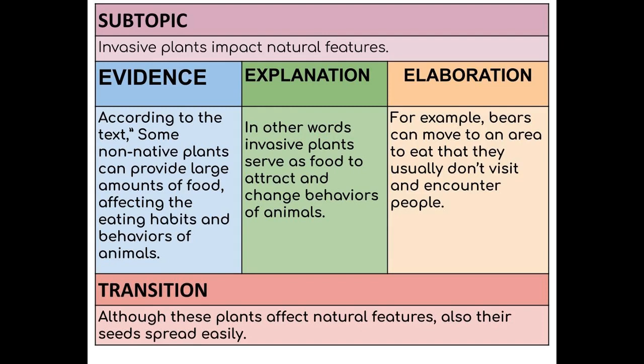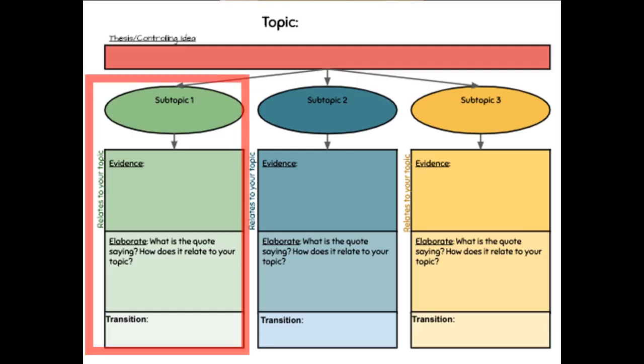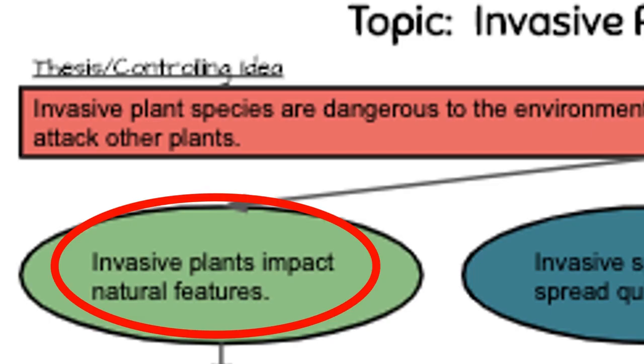All right, so what we have here is a completed evidence-based writing for paragraph number 1. And so that's for subtopic number 1, and that's this one right here, okay? So just like with evidence-based writing, our evidence goes here, our explanation and elaboration go here, and then we have our spot for a transition sentence. So let's take a look at this first one.